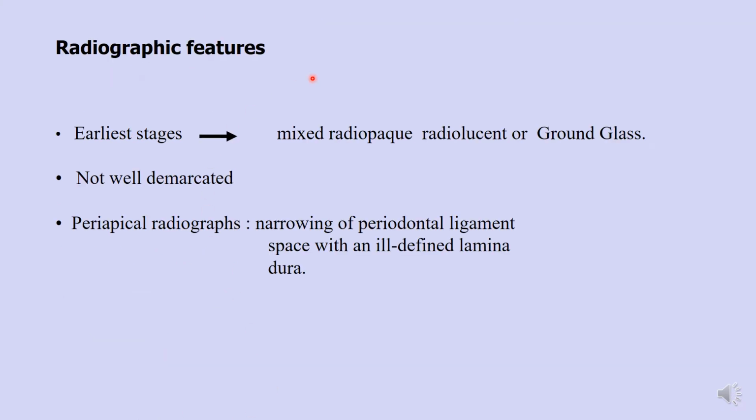So radiographic features in the early stages: there is a mixed radiopaque radiolucent lesion, or the appearance is also described classically as ground glass appearance. Now, the lesion is not well demarcated, and most times it has diffuse margins. Periapical radiographs show narrowing of the periapical space with ill-defined lamina dura. So these are classical features of fibrous dysplasia.